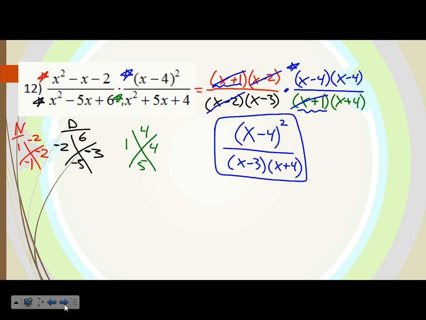but don't forget we need the excluded values, and there's a bunch of them for this one. What makes this 0? Positive 2. What makes this 0? Positive 3. This 0? Negative 1. This 0? Negative 4. So my x cannot be equal to any of those, because any of them that makes it 0, you don't want, you can't have. Make sure you don't forget to point that out.